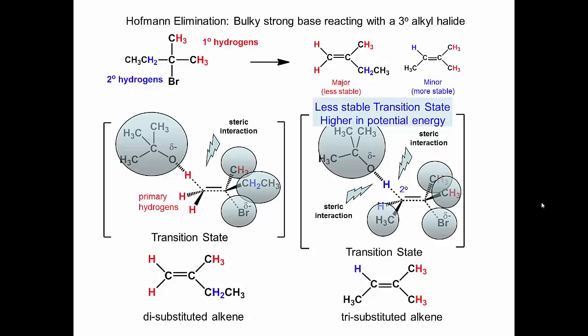The higher energy transition state means that the energy barrier to form the more stable alkene is greater than the energy barrier to form the less thermodynamically stable alkene. This reaction will be slower, and thus produce the more stable alkene as a minor product.